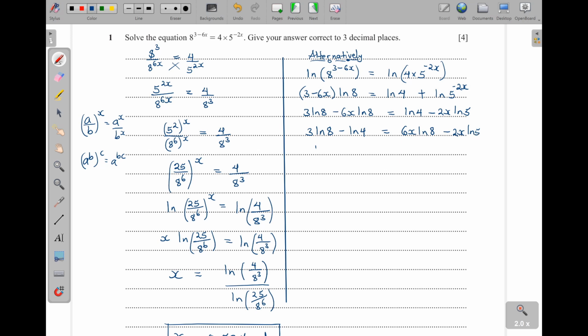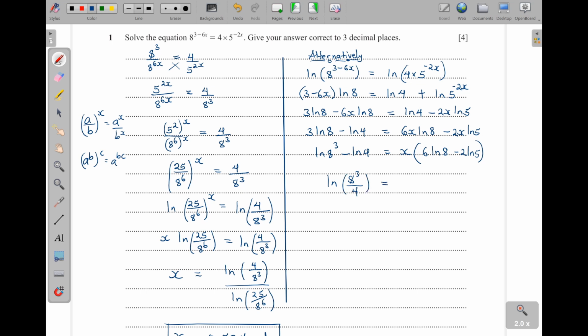Then this one can be, I can write it just like the way we have this one here, whichever way. So I can write natural log of 8 power 3, then minus the natural log of 4. This one here, x is common, so I'll have 6 natural log of 8 minus 2 natural log of 5. See that? So we shall have natural log of 8 cubed here out of the 4.